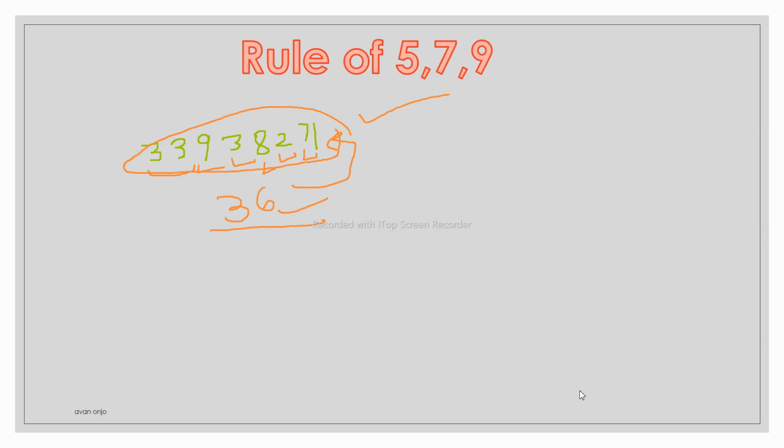Let me give you another one. 8 4 6 3 3 6. You have to add them, and it gives 30, so it is not divisible by 9. In this way you can tell whether a number is divisible by 9 or not. You just have to add all of the digits, and then see whether the answer that you are getting is divisible by 9 or not.